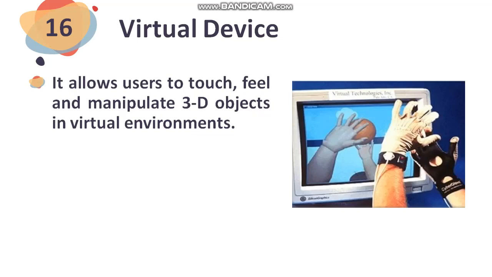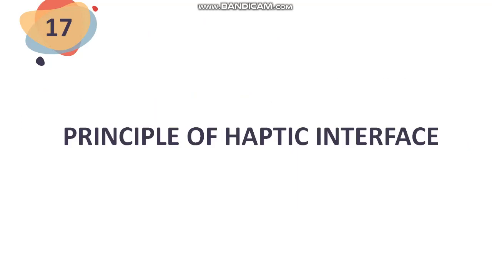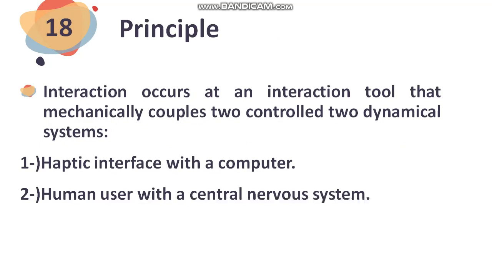Haptic virtual device. So what is a haptic virtual device? It allows the user to touch, feel and manipulate 3D objects in a virtual environment. Now, principles of haptic interface. Interaction occurs at an interaction tool that mechanically couples two control dynamic systems, and those systems are the haptic interface with the computer and the human user with the central nervous system.